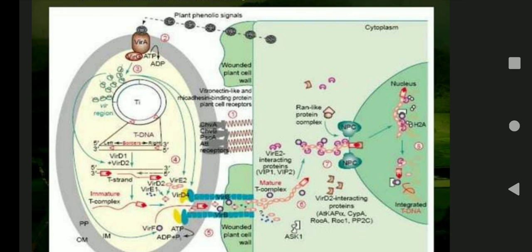Then VirD2 interacts with the proteins CIPA and ROC PP2C. Further, these gain entrance into the nucleus of the cell for the production of the phenolic compounds. That initiates the opine molecules, which further aggravates the tumor formation in the plant cell.